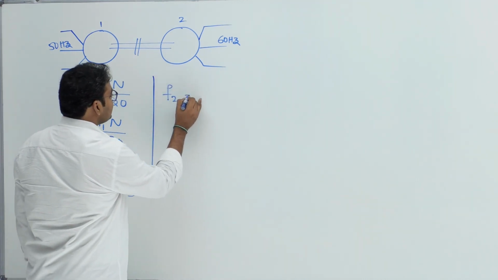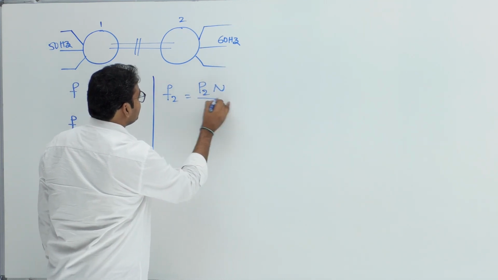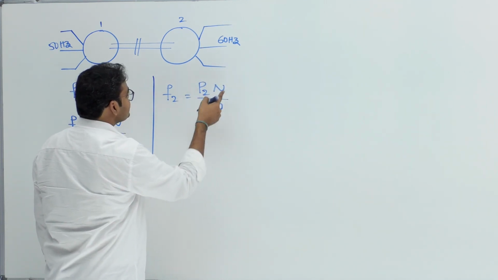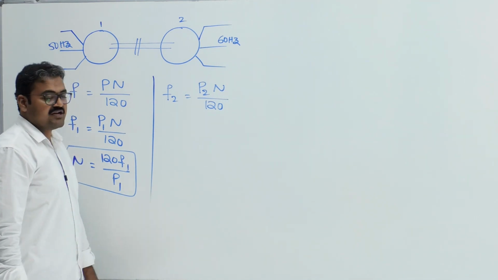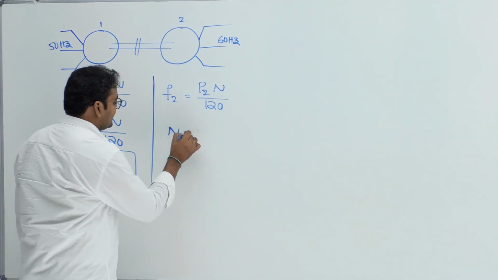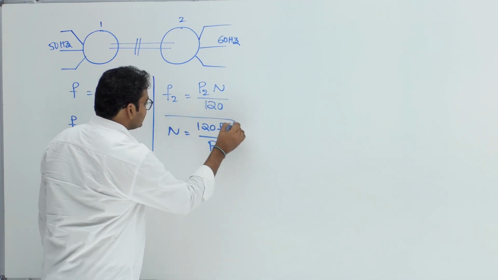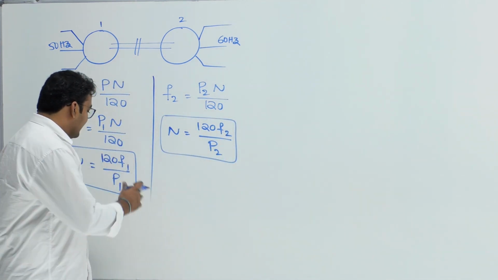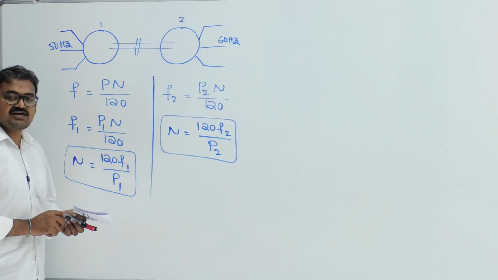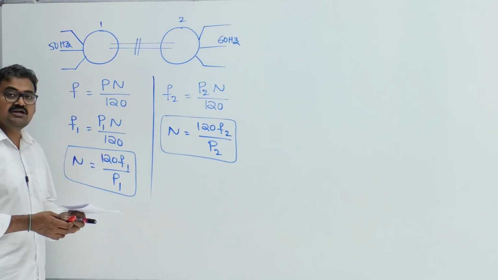Similarly, F2 is equal to P2 into N by 120, where P2 is the number of poles in the second machine. Separate N value: N = 120 into F2 by P2. This is the speed of the second machine. But are both speeds the same or different? Same, because both machines are mechanically coupled.